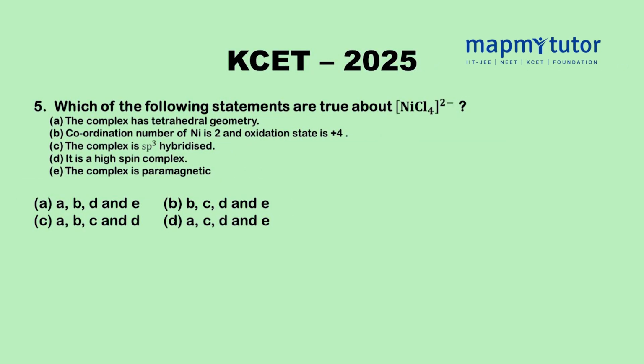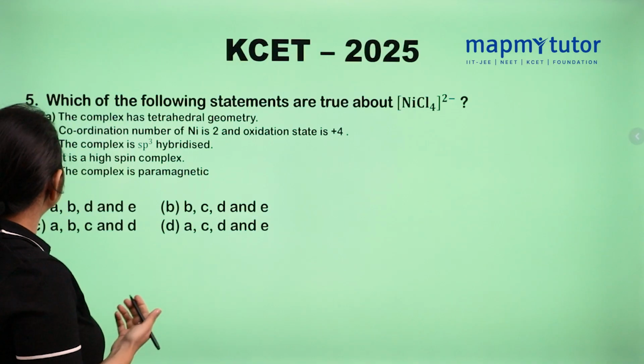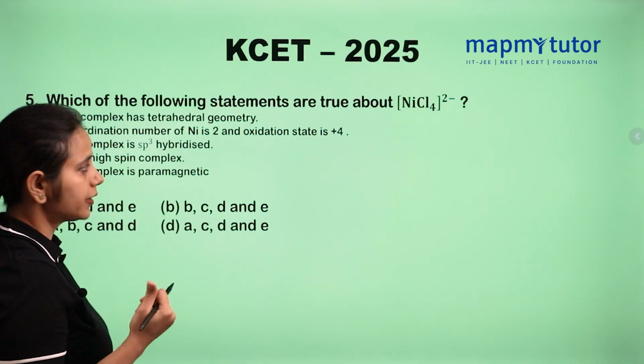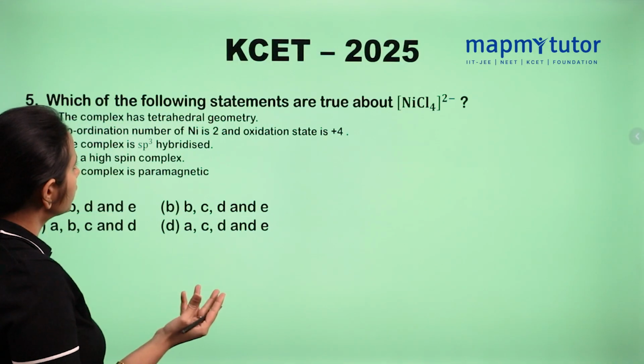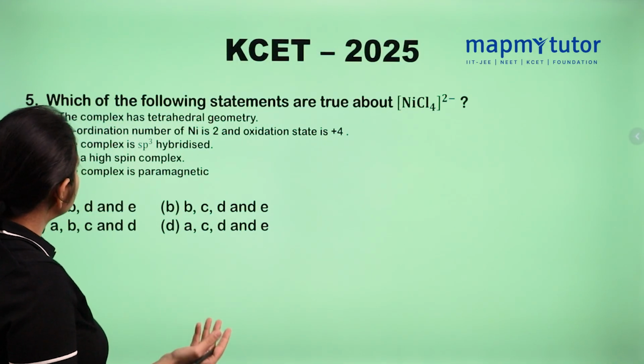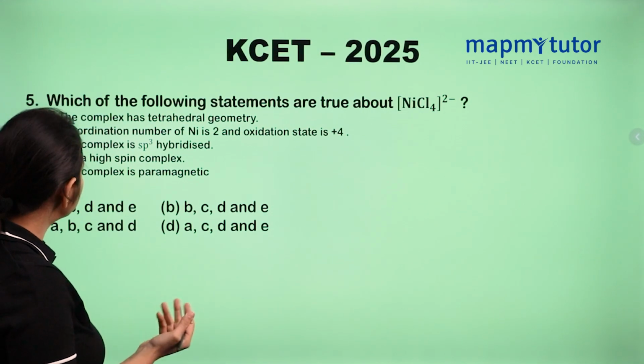Which of the following statements are true about NiCl4 negative? Options are, we need to select the true one. The complex has tetrahedral geometry. The coordination number of nickel is 2 and oxidation state is +4. The complex is sp3 hybridized. It is a high spin complex.